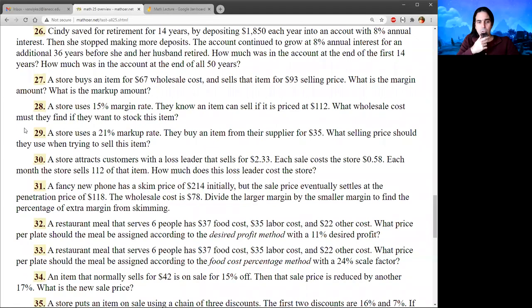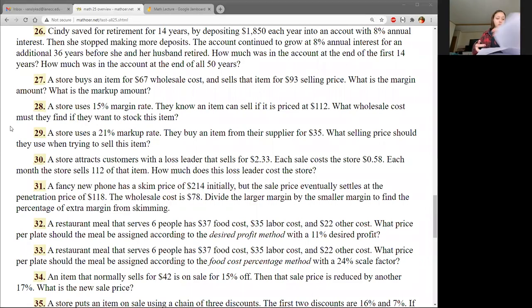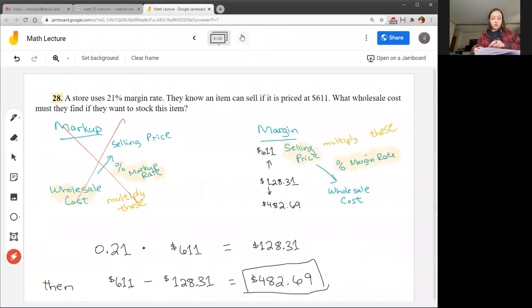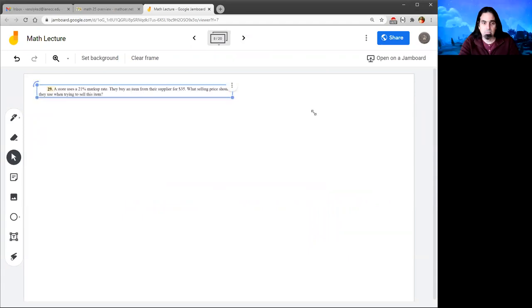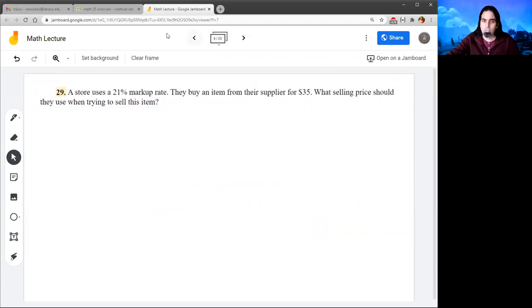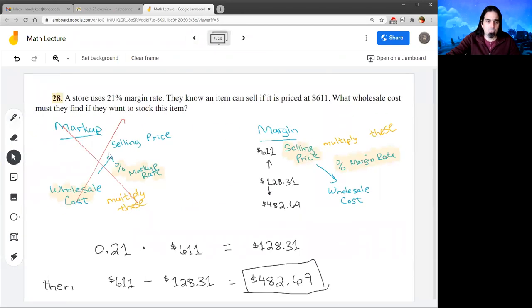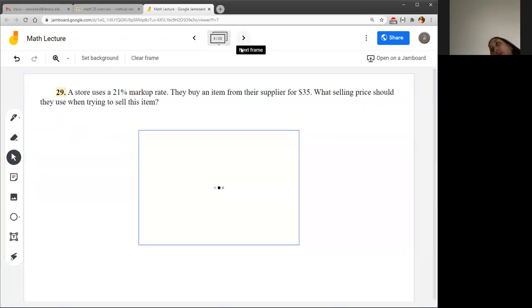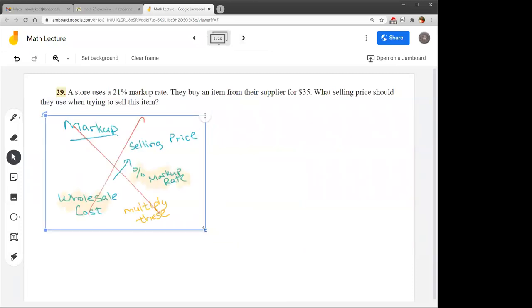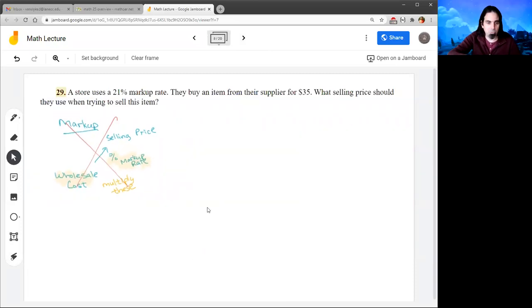Should we do 29? Should we do the markup one also? Sure. Okay, so now we're doing this stuff here. I can't get rid of my red X after pasting it, but that is the one I want.